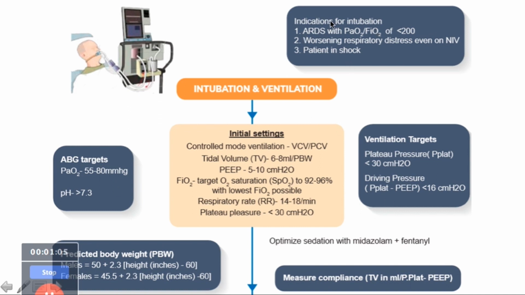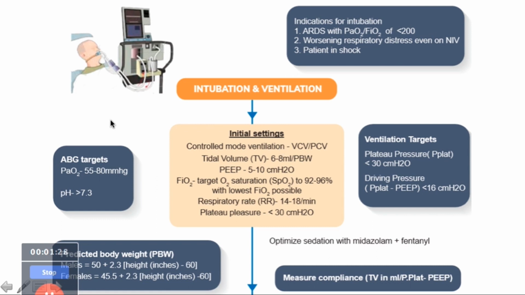So once you have intubated, you would have intubated because he would have had worsening of oxygenation, and he would have developed ARDS where PaO2 by FiO2 would have been less than 300, and there would have been worsening respiratory distress even on NIV, and the patient possibly would have been in shock. So these are possible reasons you would have intubated and mechanically ventilated.